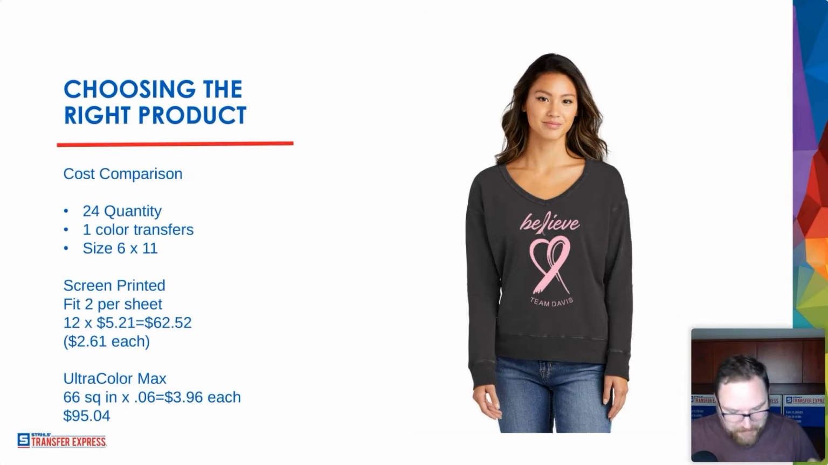If we are looking up here, we are seeing that our goof-proof screen printed transfers could fit 2 per sheet. That's that 11 1/4 inch by 14 inch sheet. We could fit 2 of these up per sheet. And then 12 of them, because then we only need 24 quantity. So we only need 12 sheets if we could fit 2 per sheet, is coming out to $5.21 per sheet. That's our Easy Prints pricing on that for $62.52 in total cost, right? So that's $2.61 each.